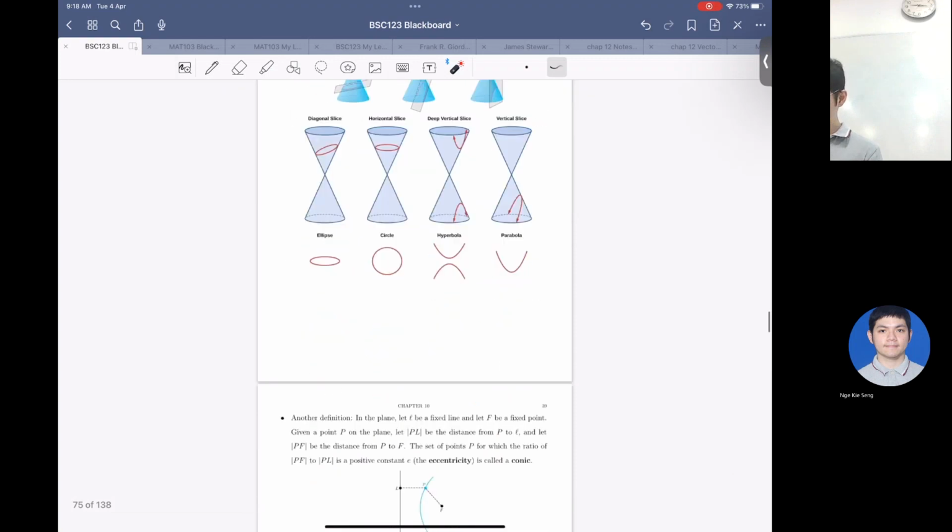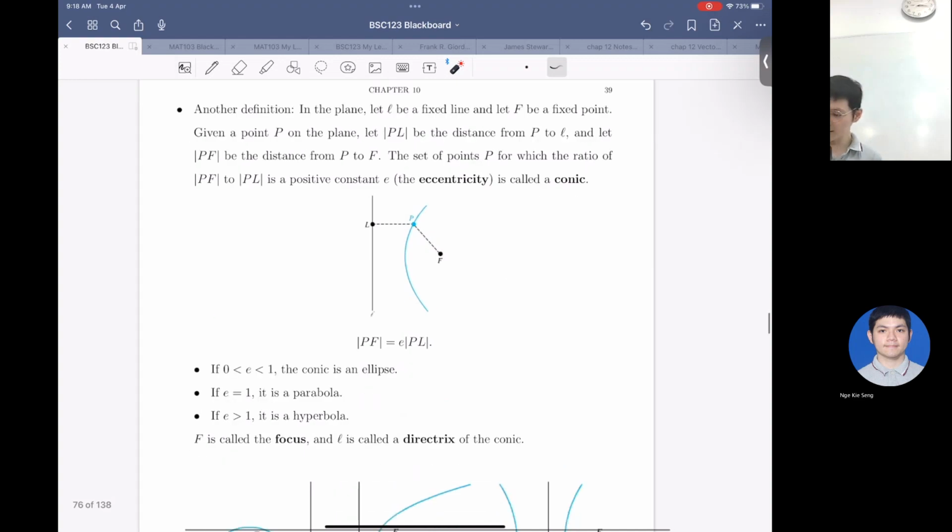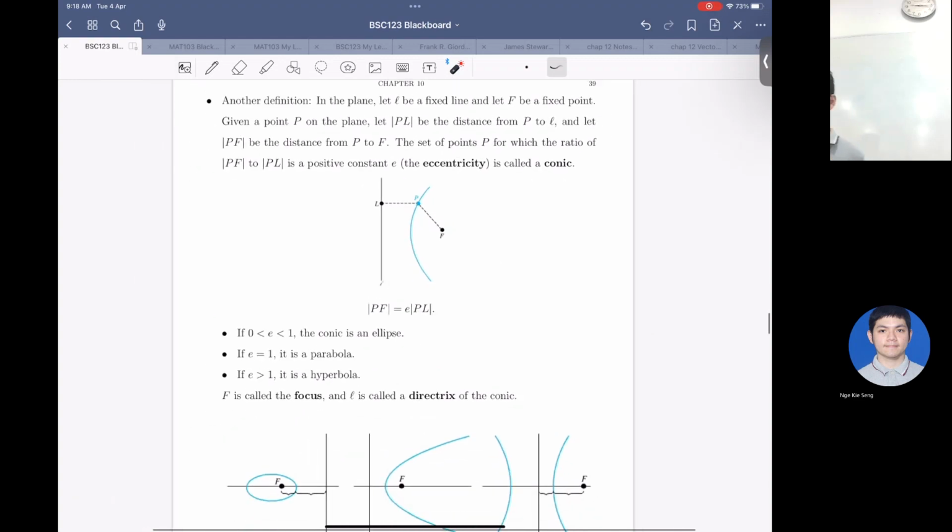You can go back and try, but okay, next. Next is another definition of this conic section. First we fix a line, which we call a directrix.